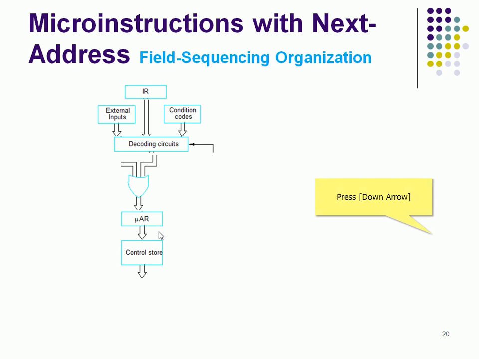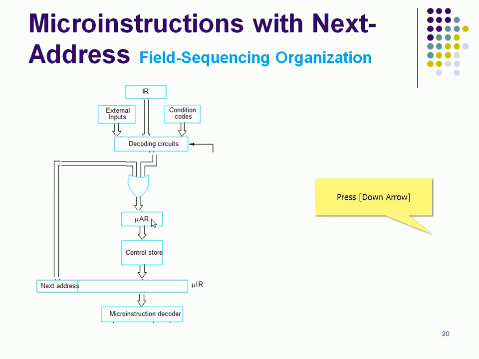So for the ControlStore, the AR will send an address to the ControlStore and bring out the instruction. Once it brings out the instruction, we bring it to the CPU, that is the IR, instruction register, so here micro IR will be there. The micro IR will contain the operand address, the offset, everything. The next address will point to the next micro instruction in the ControlStore. So the micro instruction decoder.